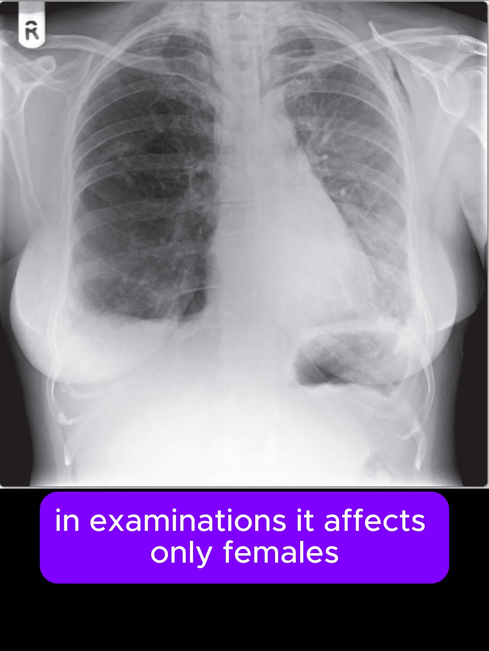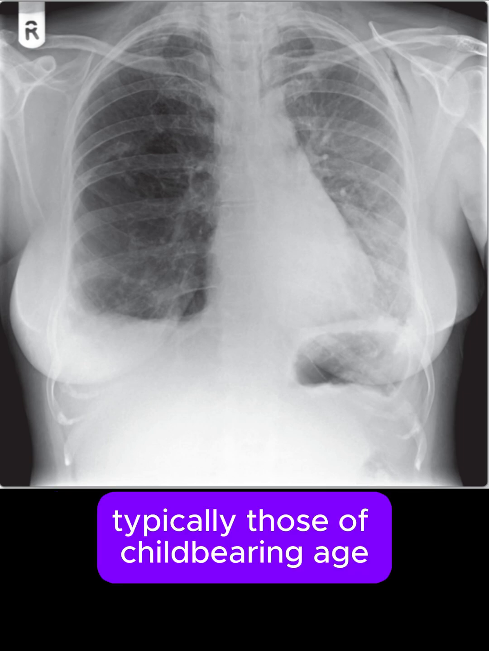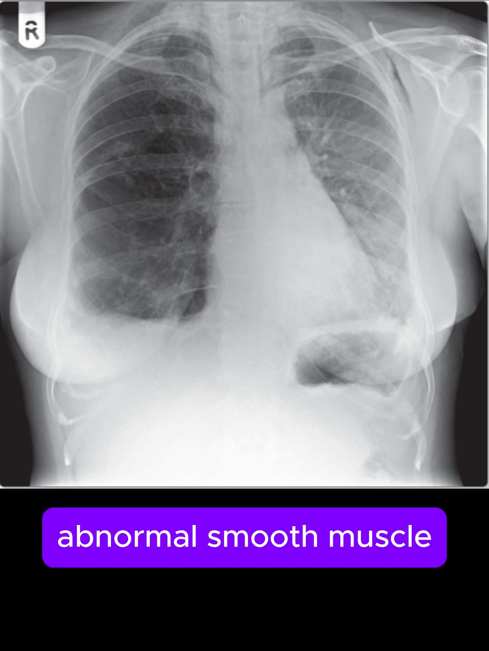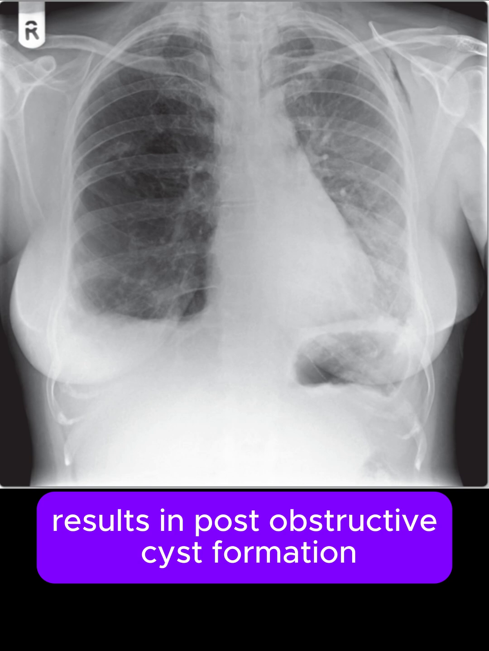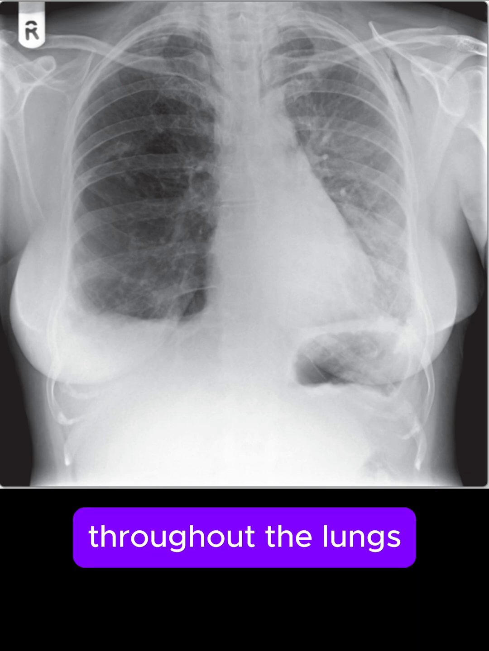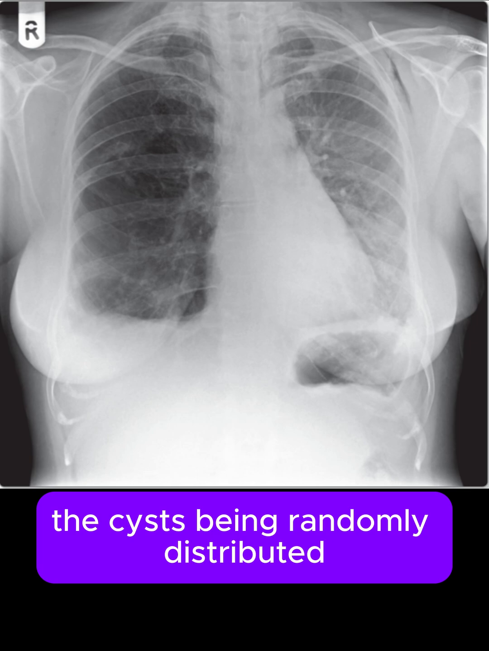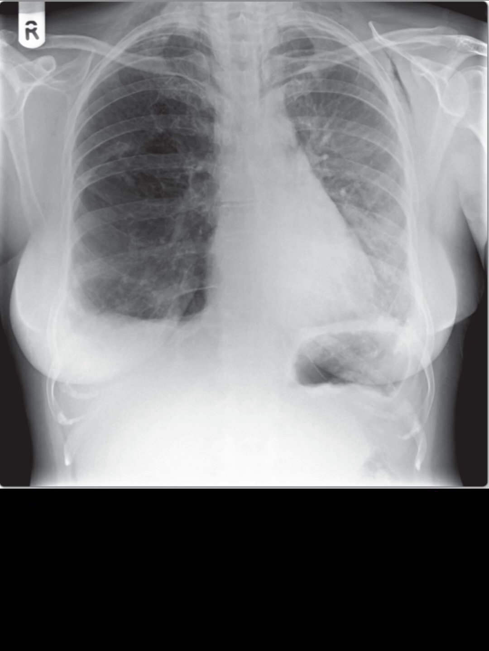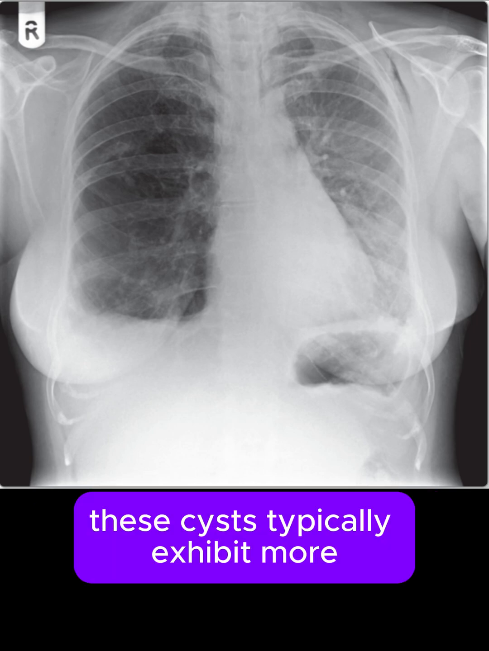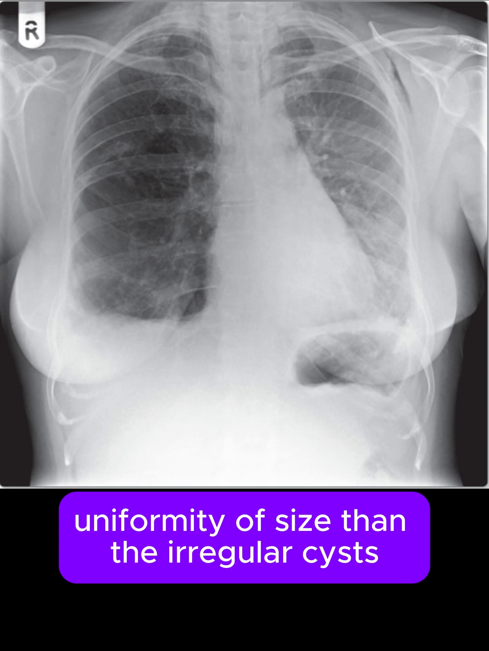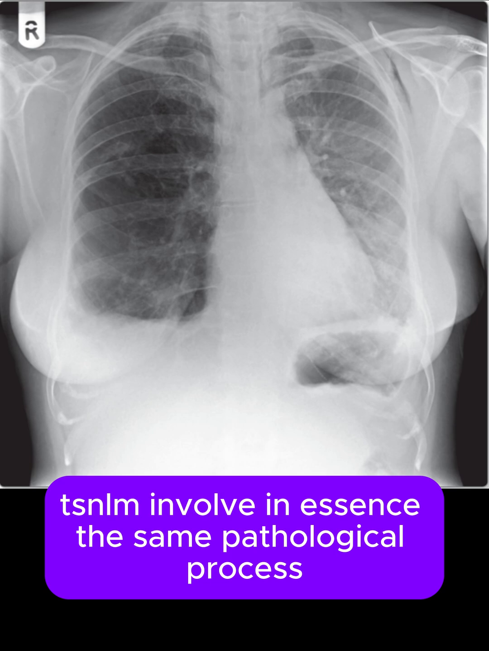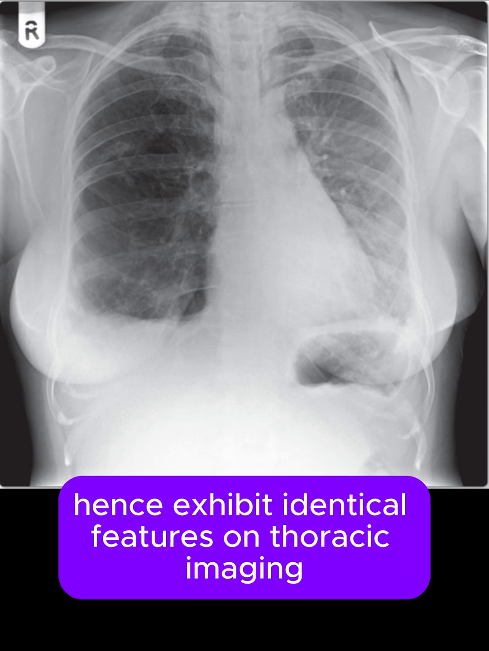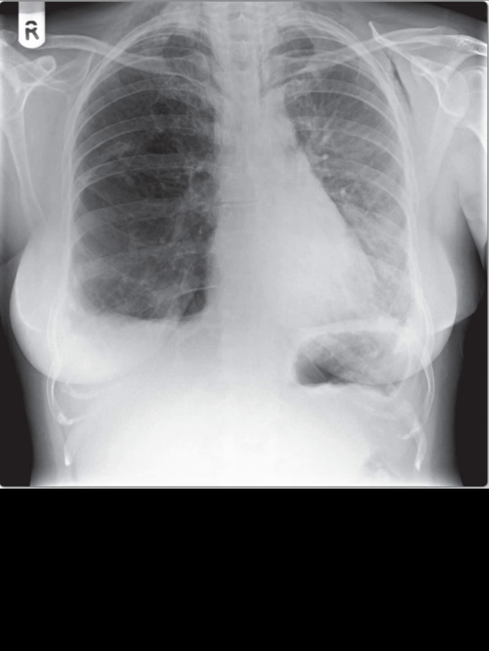It affects only females, typically those of childbearing age. Abnormal smooth muscle proliferation in the walls of small airways results in post-obstructive cyst formation throughout the lungs, the cysts being randomly distributed with normal intervening lung. These cysts typically exhibit more uniformity of size than the irregular cysts seen in LCH. TS and LAM involve, in essence, the same pathological process, hence exhibit identical features on thoracic imaging.